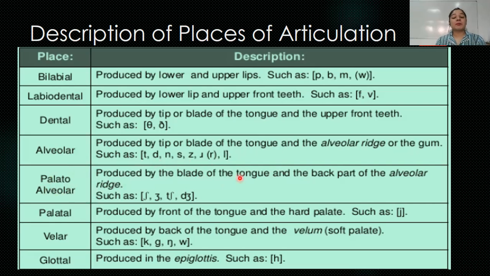Palato-alveolar, produced by the blade of the tongue and the back part of the alveolar ridge, such as sh, j, ch, j. This is the sh sound. Sh, j, ch, j.